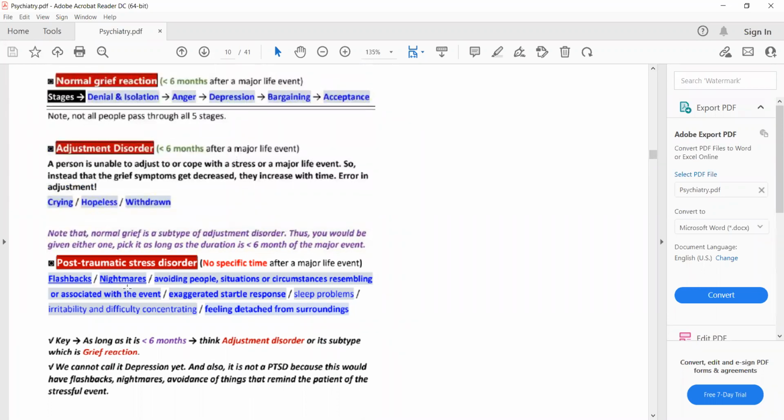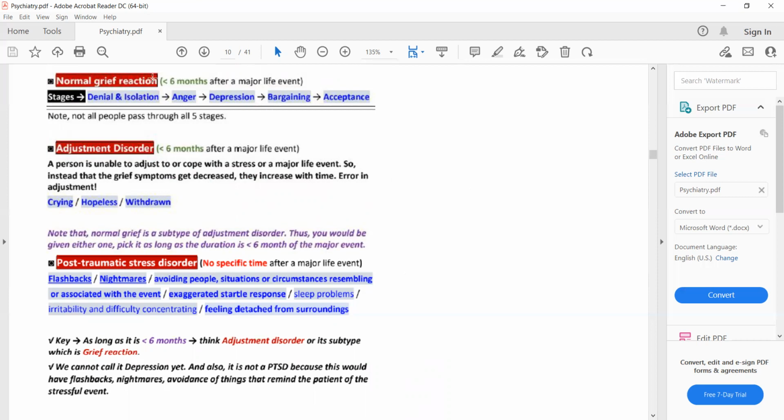There will be no flashbacks or nightmares or avoiding people or situations or circumstances that resemble or are associated with the event. So flashbacks and nightmares of that event are specific for post-traumatic stress disorder. To make a diagnosis of post-traumatic stress disorder, you do not need to focus on the duration. That if it's less than 6 months, then it will be normal grief reaction. If it's more than 6 months, it will be post-traumatic stress disorder.